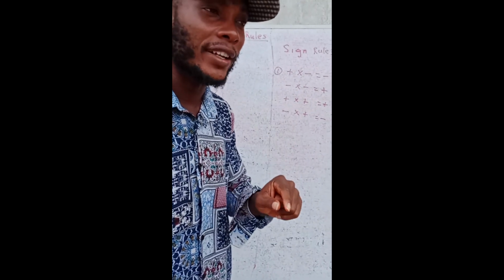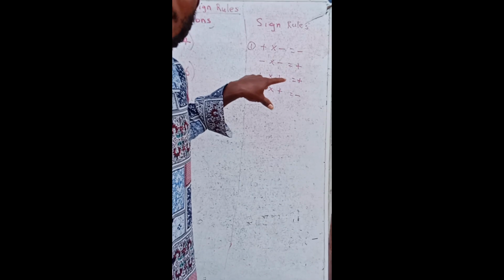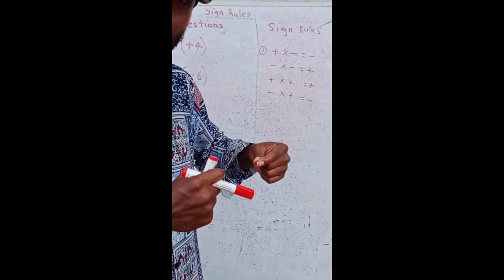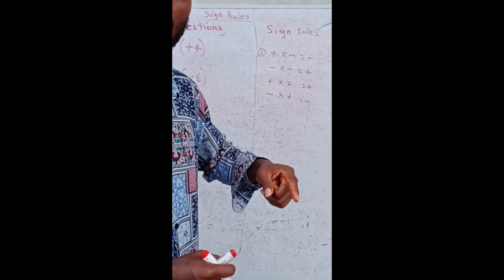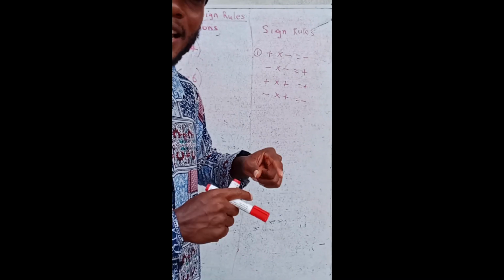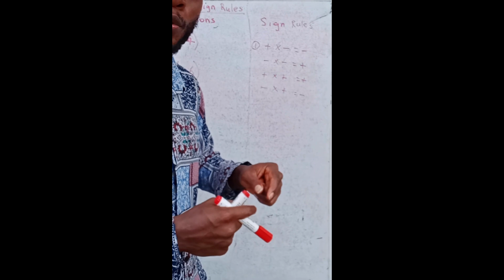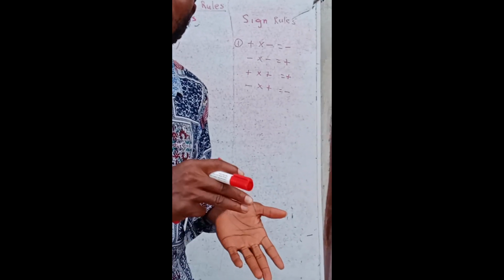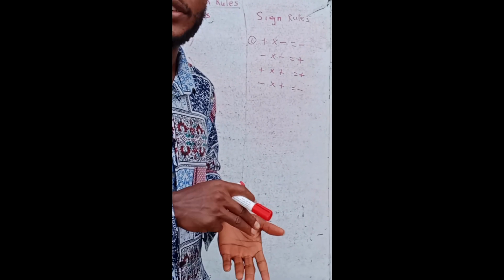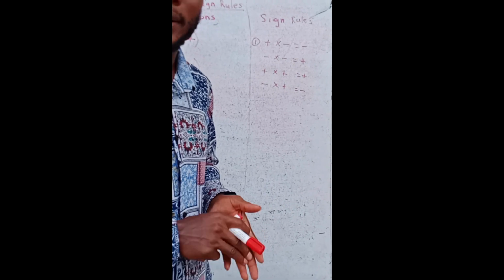Now, if you look at the answers, you are going to observe one thing. Whenever the signs are not the same and they are multiplying, it is always minus. But when the signs are the same and are multiplying, it is always plus. That is how it is.